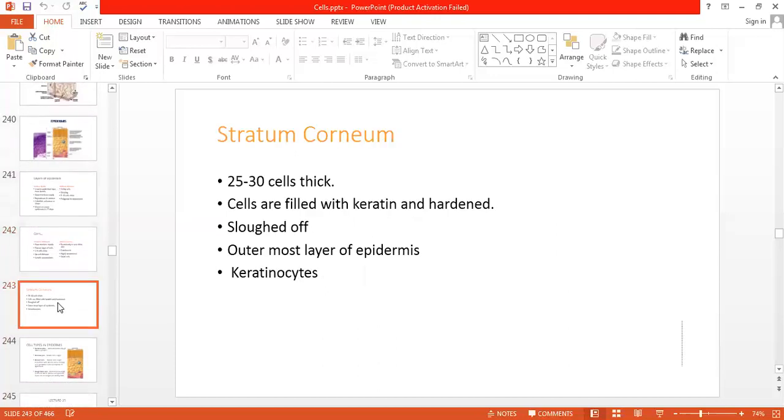Stratum corneum, 25 to 30 cells thick. Cells are filled with keratin and hardened. Slough off the outermost layer of the epidermis. Keratinocytes.